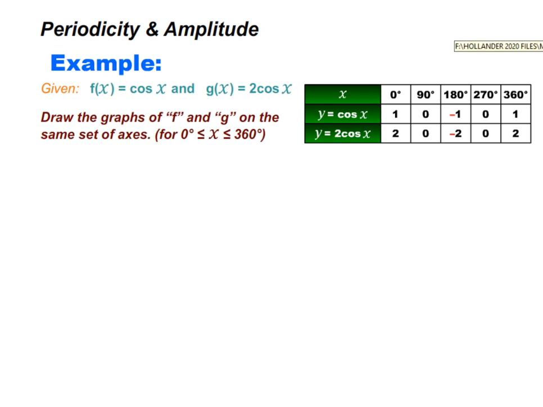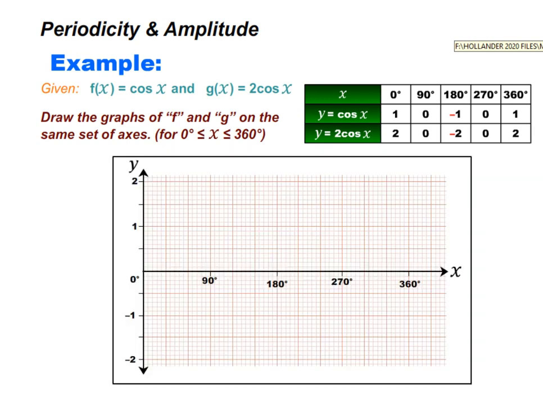Let us now look at the next question. Now that our table of values is complete, let us now draw the graphs. Let us start with the graph of y is equal to cos x. Look at the table again. Look at the first and second rows.